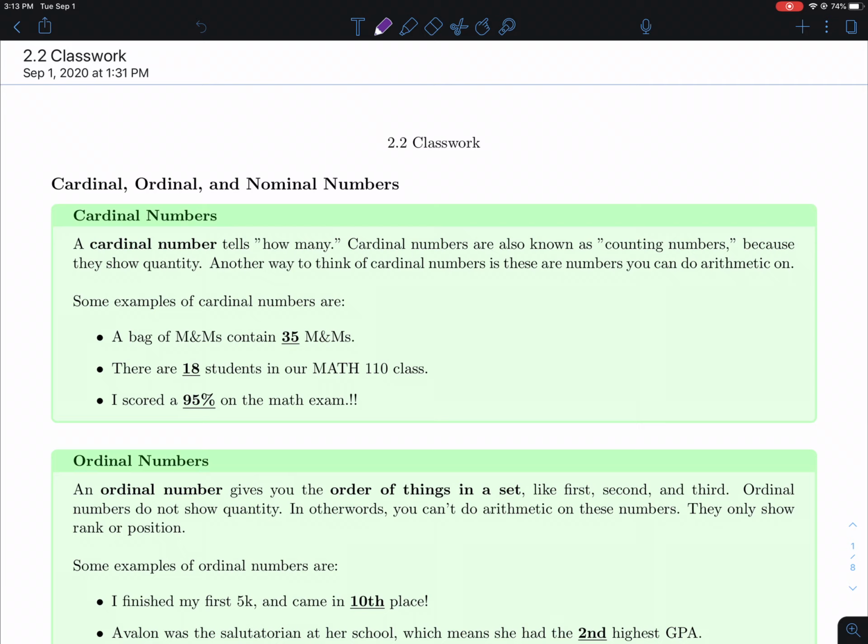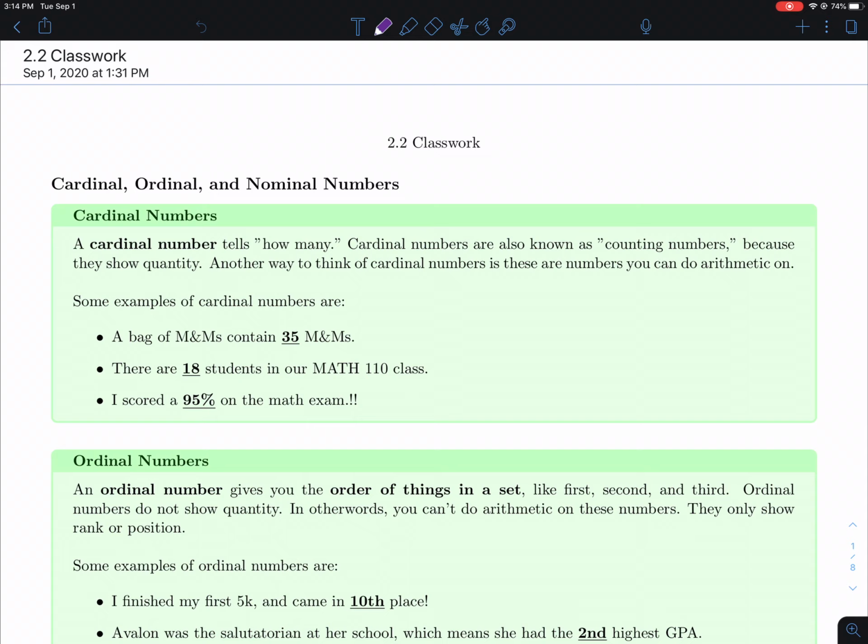So the three types of numbers that we want to talk about are cardinal numbers, ordinal numbers, and nominal numbers. As you can see on the definition, a cardinal number tells us how many. So it's also like the counting numbers. If you think about set theory, when we were talking about how many elements were in a set, it was called the cardinality. Well, this is one of the reasons why, because it's a cardinal number, because you count up to it.